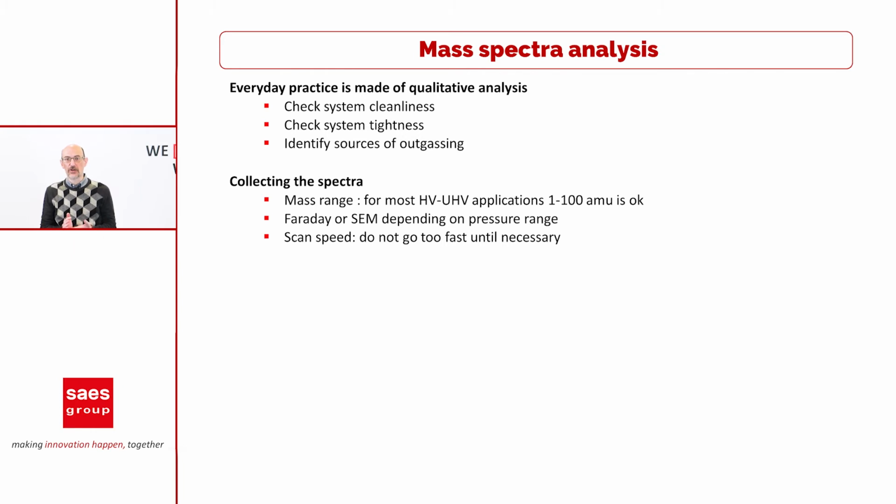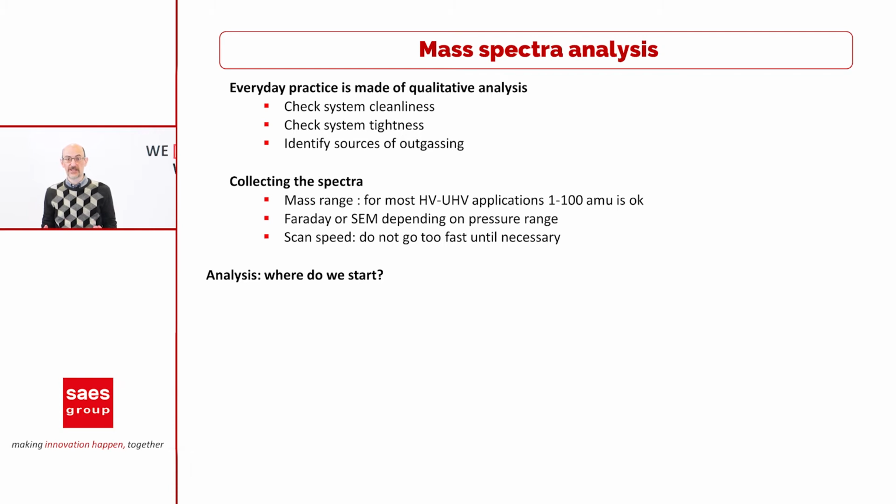Then, depending on the pressure, we use the Faraday or the SEM detectors. Clearly, in UHV, the electron multiplier is required. Then, take your time to acquire a good spectrum. Let's say 0.5 or 1 second per atomic mass unit, because going too fast is not a good choice, unless you have to follow fast events. Once that we have the spectrum on the screen, where do we start?